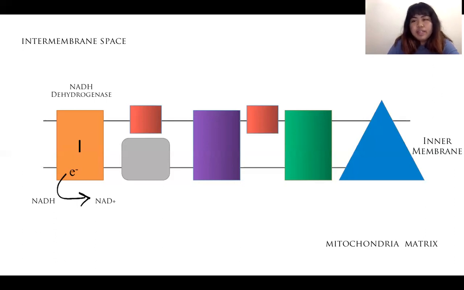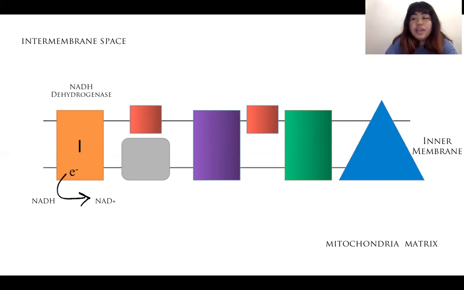So our goal right now is to move those electrons through all of these complexes, but it's not that easy, because remember, the inner membrane is composed of phospholipid bilayers and its tails are nonpolar. So nonpolar tails and negatively charged electrons, they don't work together. So how do we move these electrons?